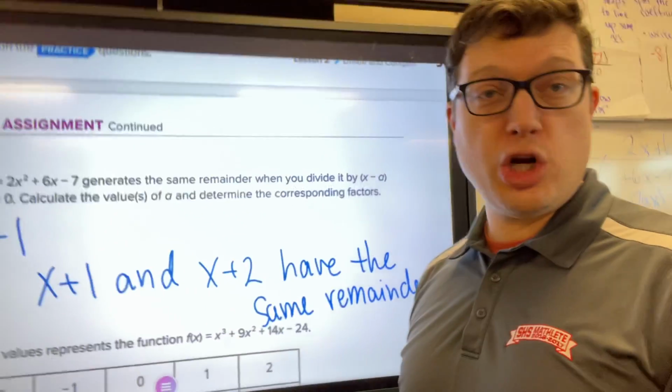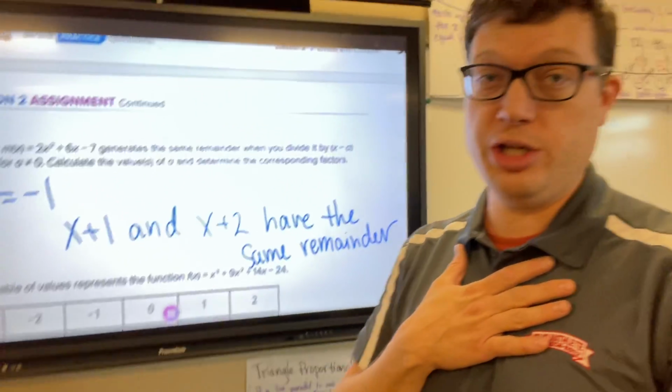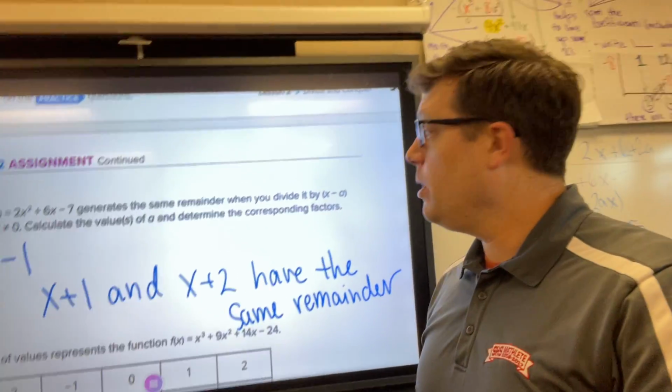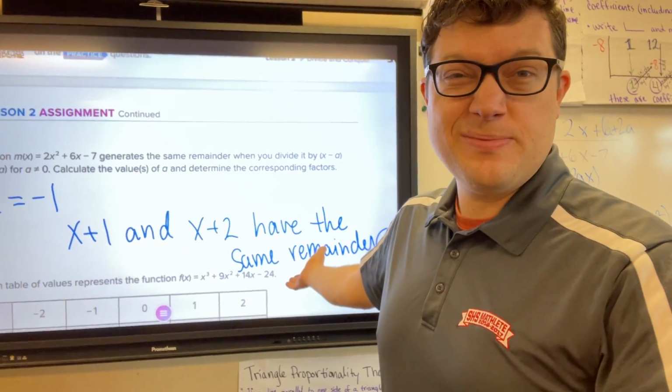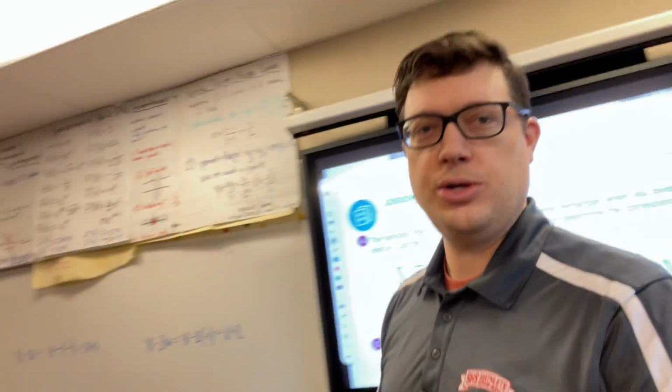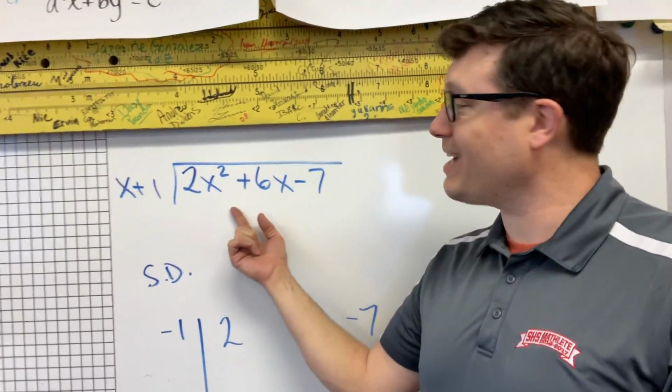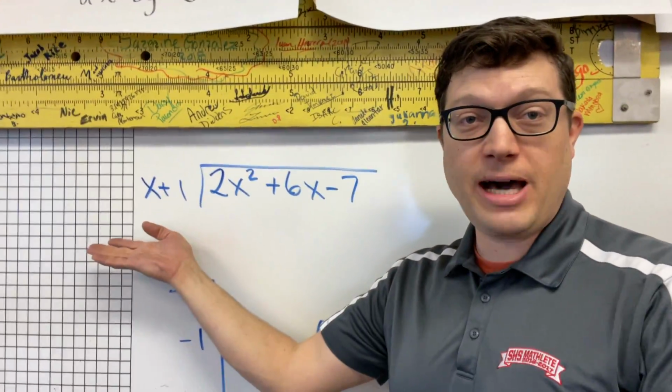Now, you can probably trust me because I have so much knowledge in mathematics and I've seen this question more than one time now. But we should probably prove it. Okay, that's where the video continues to grow. So let's go back and actually do the division. Let's take 2x squared plus 6x minus 7, and divide it by x plus 1.